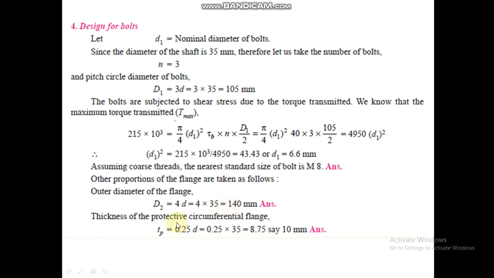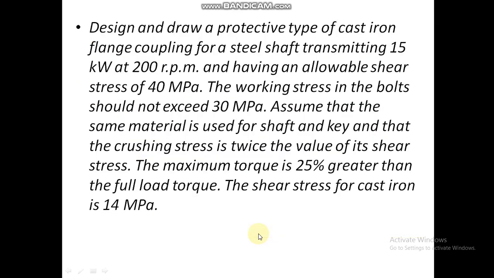Now the thickness of the protective circumferential flange, tP, is equal to 0.25 into d. This is the case when you have a protective type flange coupling, but if you have an unprotected type flange coupling, this step will be skipped. So for a protective type flange coupling, the thickness of the protective flange is 0.25 into d. Put the values of d and you will get 8.75. So this completes your first question.